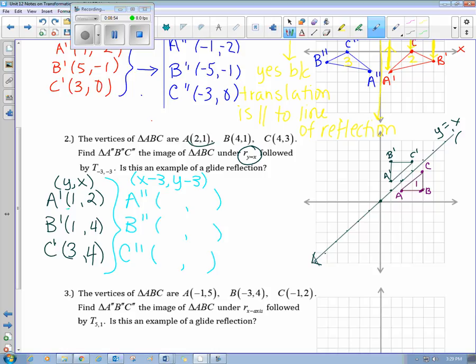So right down the line, -3, -3, -3, -3, -3, -3. So this will give me -2, -1, -2, 1, 0, 1. So -2, -1, -2, 1, and 0, 1. C double prime, B double prime, A double prime.